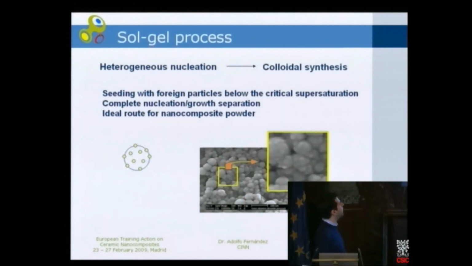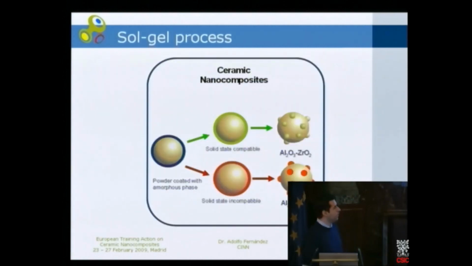Obviously, it's obtaining a complete separation between nucleation and growth, and this is an ideal route for the obtention of nanocomposite powders. This is the synthesis method that in the NanoCare project has been usually called a colloidal processing route. And in these processing methods, at the beginning, the particle surface is covered with an amorphous phase, and depending on the compatibility between the particle and the second phase, we can have two situations.